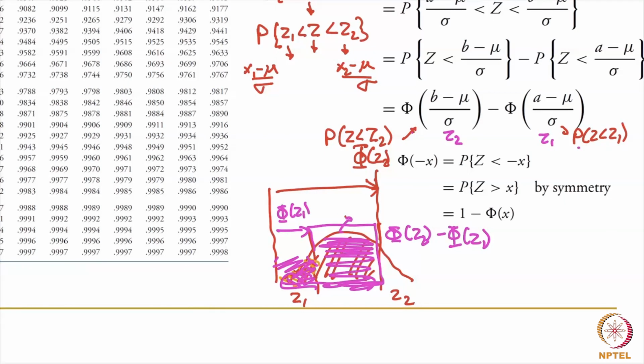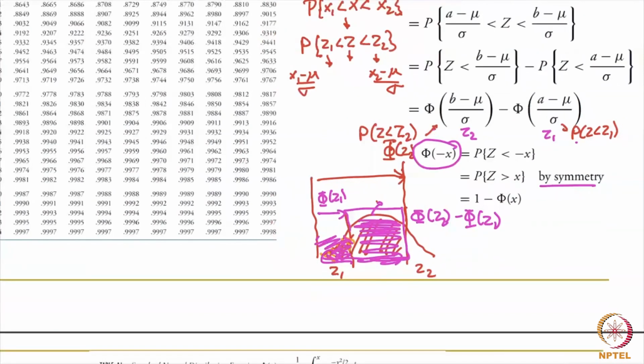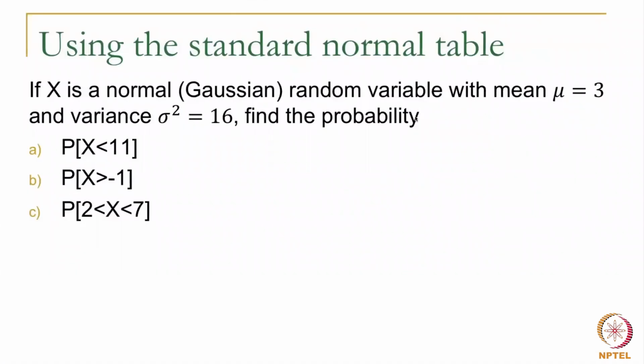Now, if we want it for negative values, okay, all we need to do is to flip the table and we can find that out by symmetry. So let me show you a couple of examples of this and then this entire thing will become a little bit clearer.